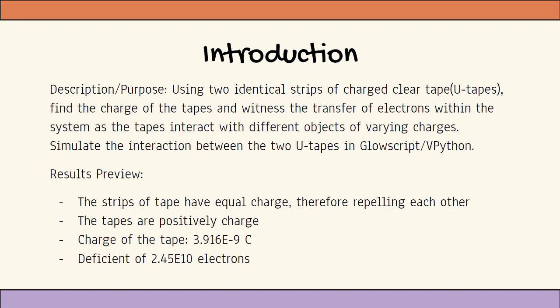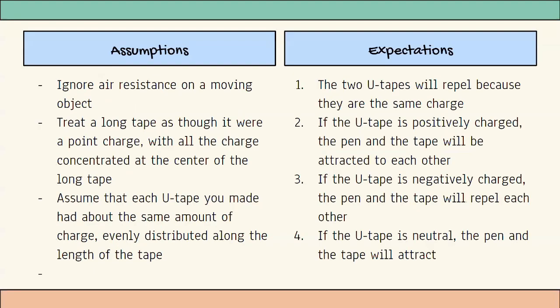The results of the lab are that the strips of tape have equal charge, therefore repelling each other. The tapes are positively charged. The charge of the tape is 3.9 times 10 to the negative 9 coulombs, and the tapes are deficient of 2.45 times 10 to the 10th electrons.